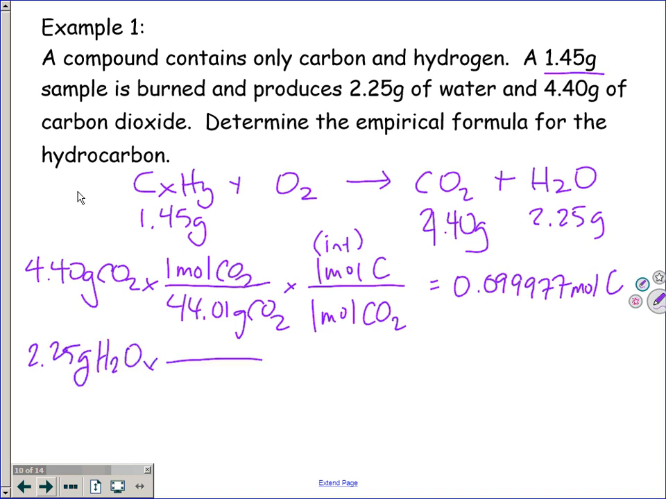Okay, molar mass of water. 18.02-ish when you add it up. That's just you taking your molar mass there. Okay, so we made it to moles of water.